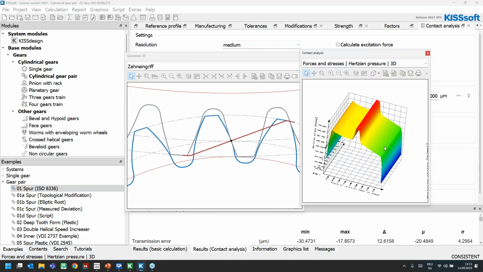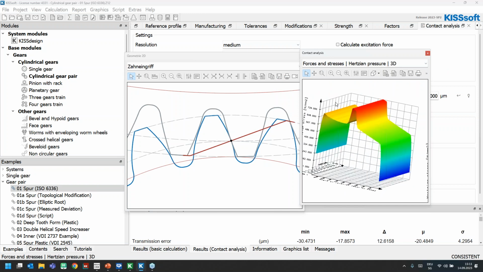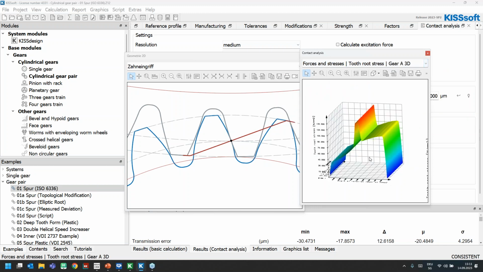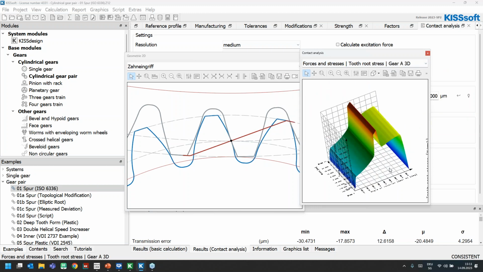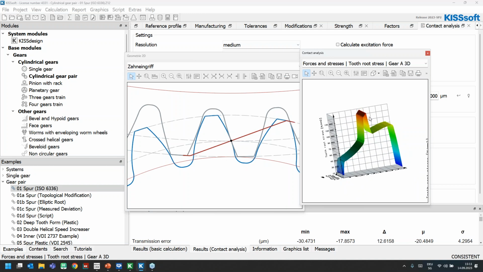So this is a typical stress curve where we can see the Hertzian stresses over the whole tooth flank, now here graphically, and the same thing goes for the root stresses. So these are the main calculation results. And obviously, in an ideal case, we want to optimize and reduce these peaks.